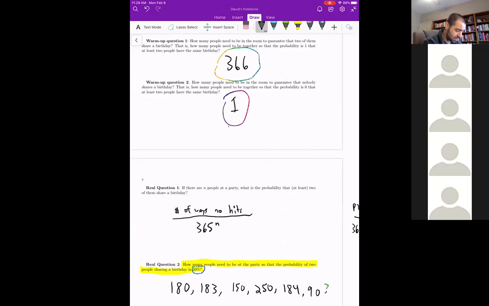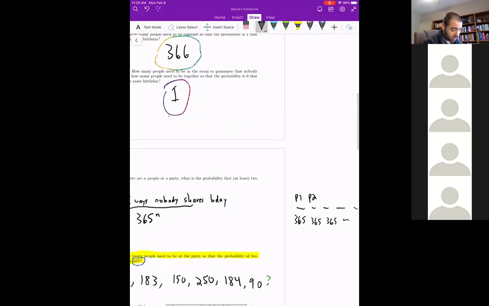365 to the n. What's the numerator? The number of ways with no hits. Yeah, the number of ways you get no birthday hits. So we're doing the opposite question: what's the probability nobody shares a birthday? So up here, let me be a little bit more explicit about it. The number of ways nobody shares a birthday.